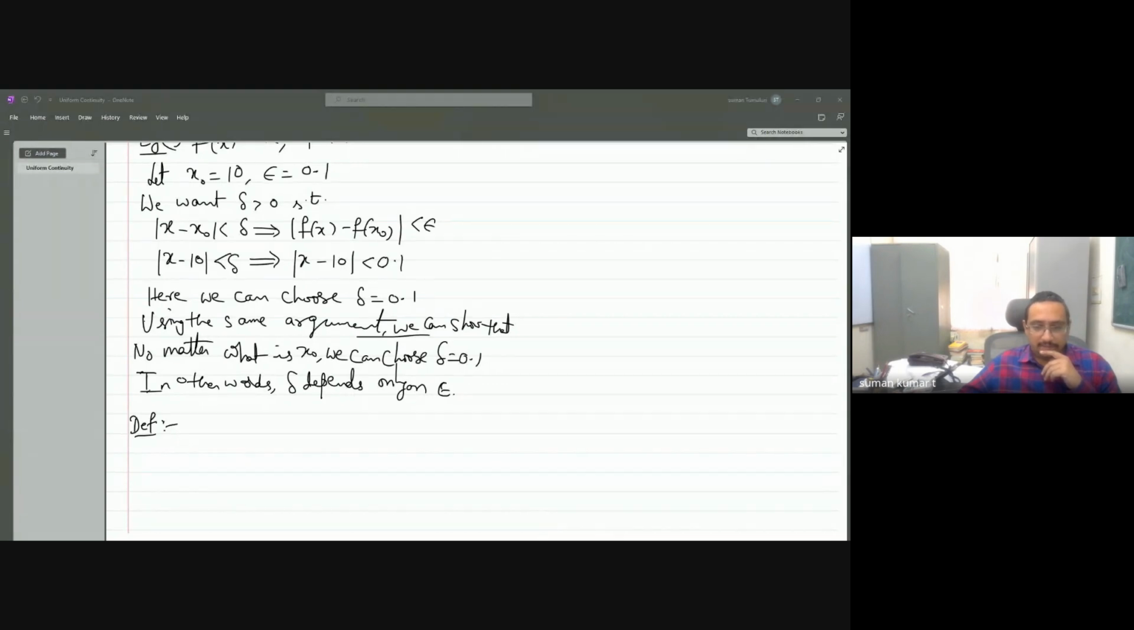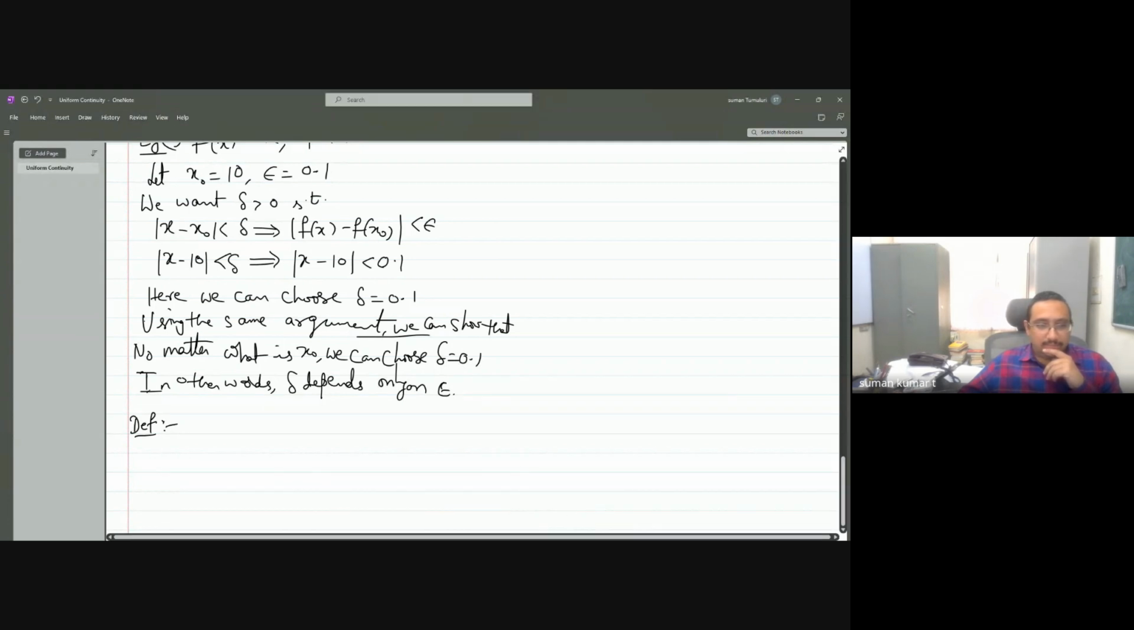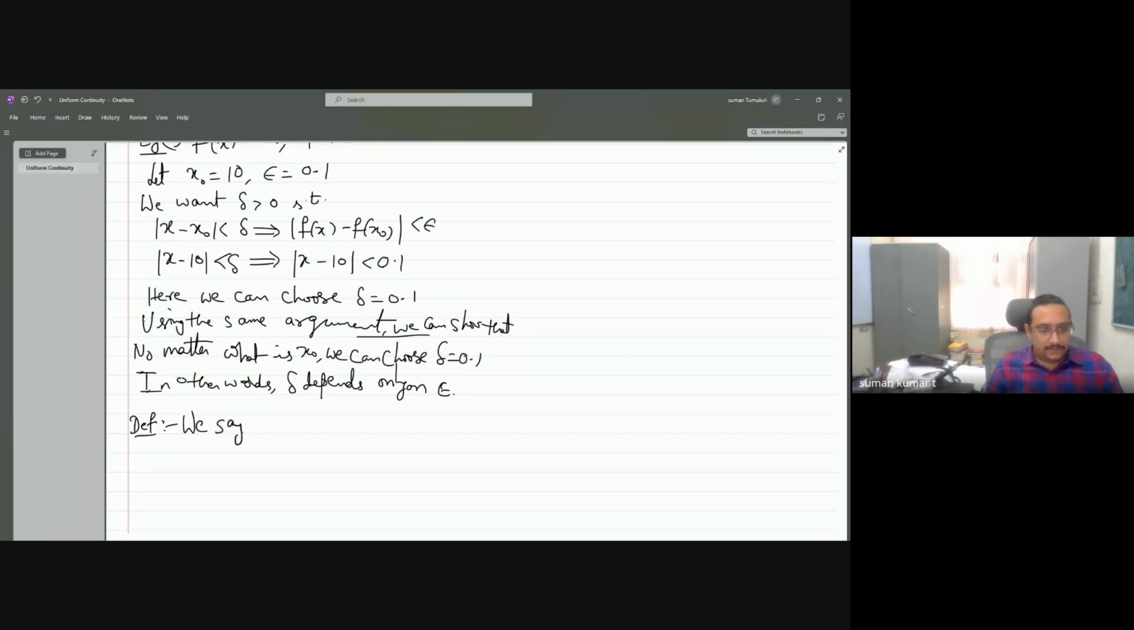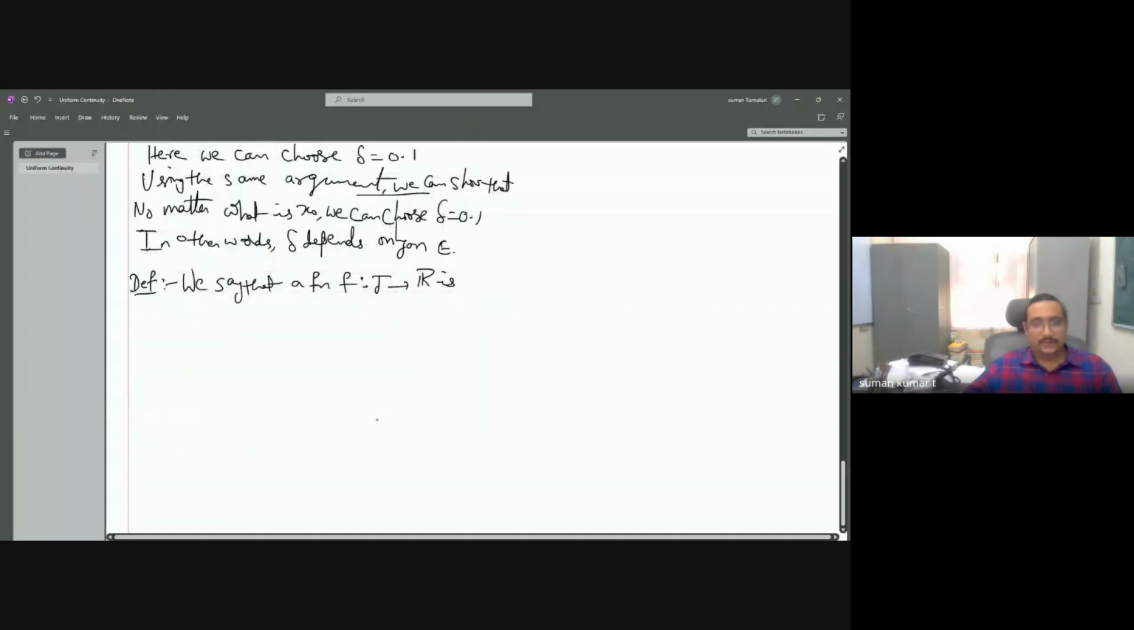Right. Yeah. So we say that a function f from J to R. These two examples motivate us to give what is a uniformly continuous function.